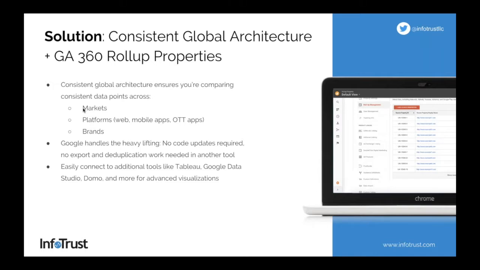For our publishers, we have a lot that are using roll-up properties, and we connect those to either Tableau or Data Studio for some really cool visualizations. It also allows them to see at a high level how all of our properties are performing. And then if you need to, you can dive into specific properties and look at the top stories and stuff like that.